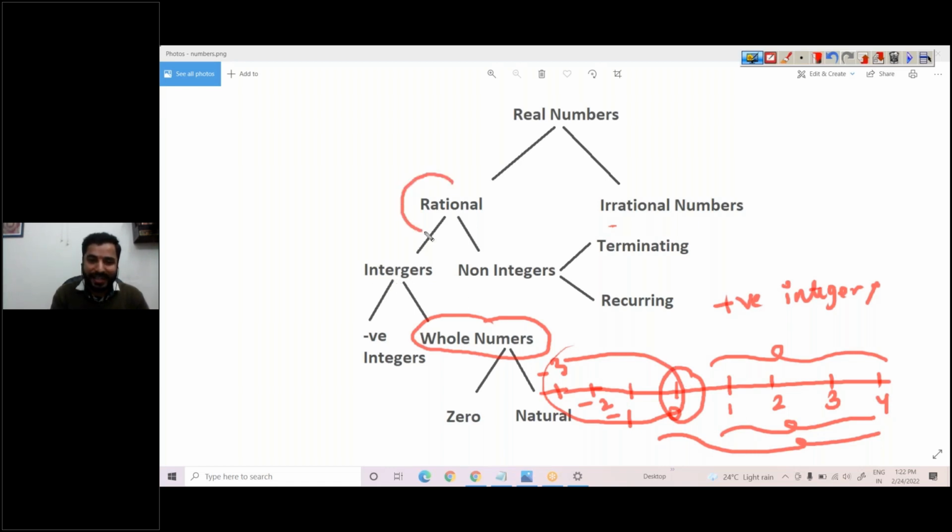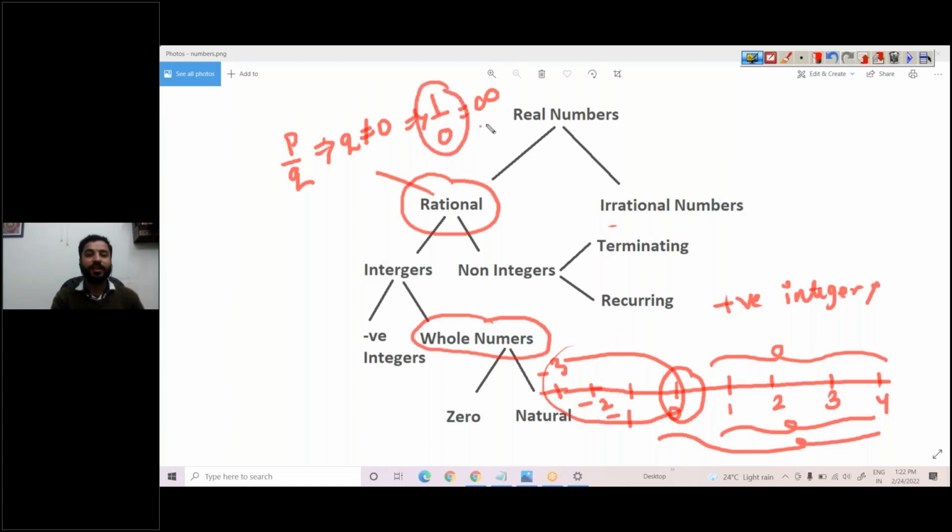Now, why are these integers in the category of rational numbers? What are rational numbers? Rational numbers can be written in the form of p by q, where q should not be equal to 0. Why? Because if we have a number like 1 by 0, which has an undefined solution, infinity, we cannot count this as rational because it is not defined, right? Now, why can integers be known as rational? Because if we have any integer like 2, 2 can be written in the form of 2 by 1, which is the form of p by q. That means 2 is a rational number.